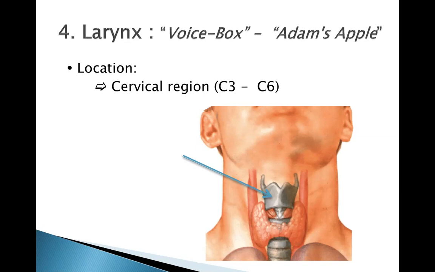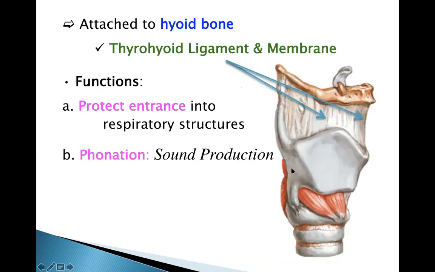So it will protect the entrance into the respiratory pathways and then house the structures involved in phonation. Location is right around C3 to C6. So you're in your cervical spine, and sitting right above the larynx at right around C2, C3 is going to be your hyoid bone. All right, so here we can see a nice view of that hyoid bone. Here's the hyoid bone sitting right above the larynx.